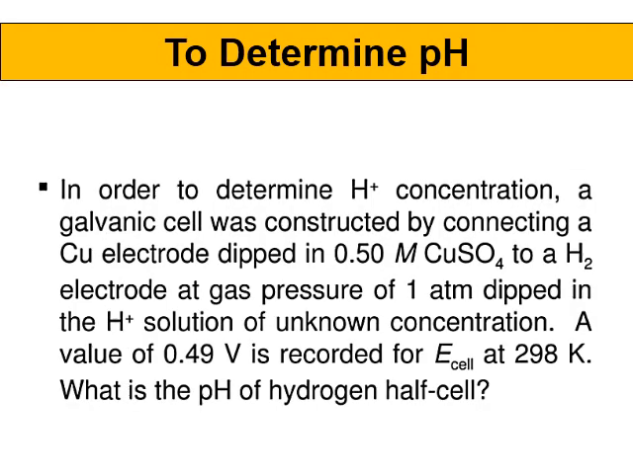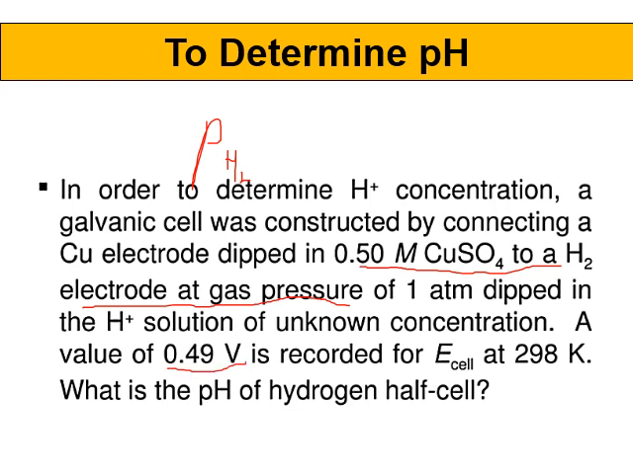We have 0.5 molar copper sulfate and an H2 electrode. So we have an H2 electrode at a gas pressure, so we know this has to be P hydrogen. Either product or reactant, there must be one like this. We should have this at 1 atm, with the H plus solution unknown. The value of this one is recorded in the E cell. So this is the E cell value.